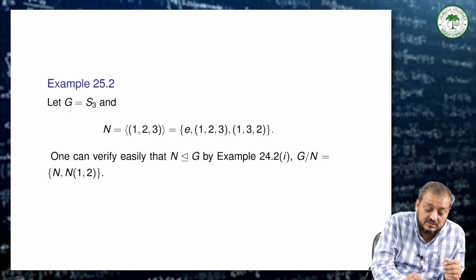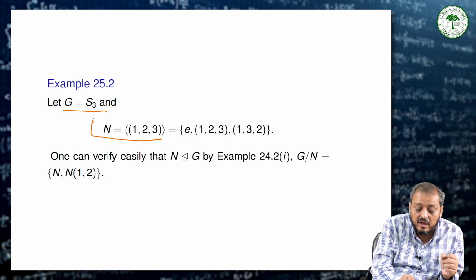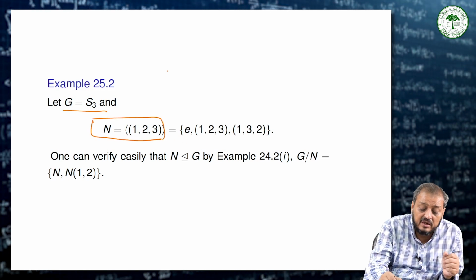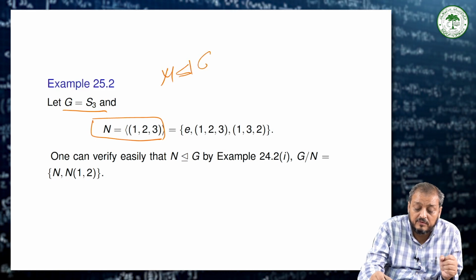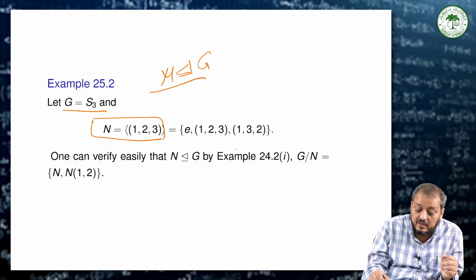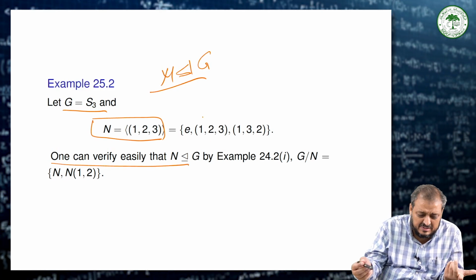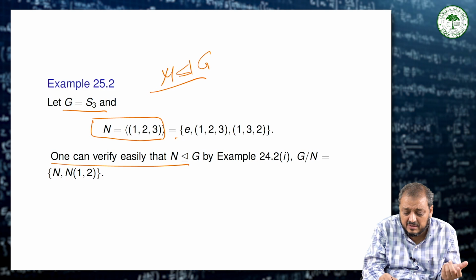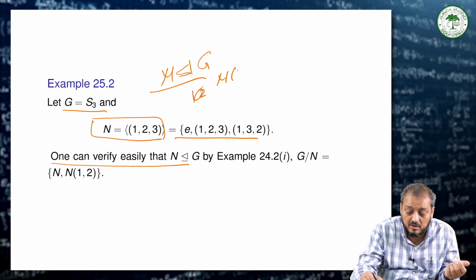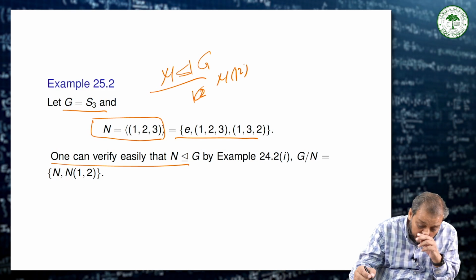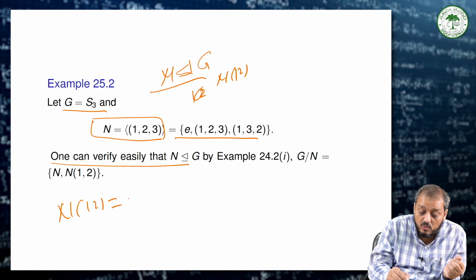Suppose we take A3. Now N is equal to the subgroup generated by (1 2 3), and then clearly N is a normal subgroup of this G, and we can easily verify that N is normal in G. You can take N as generated by this 3-cycle. If you want, you can take the coset N(1 2).